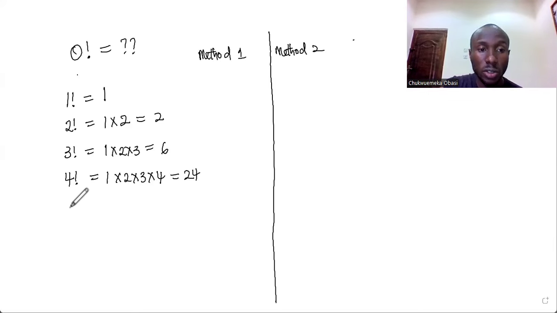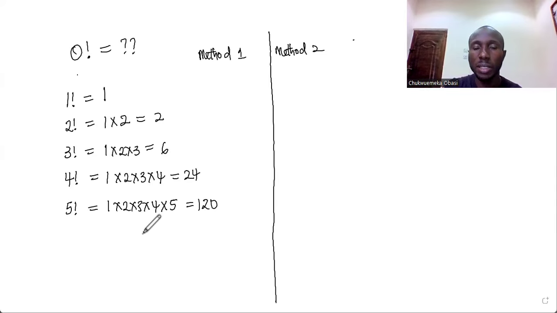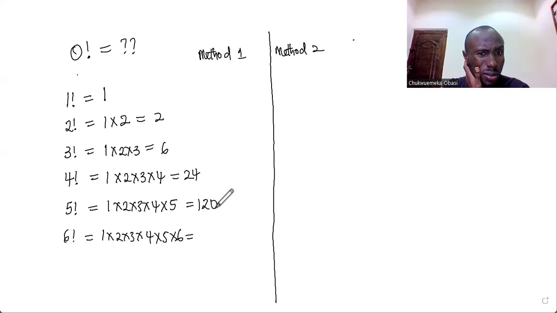Then finally, let's stop here. 5 factorial will be 1 times 2 times 3 times 4 times 5, and that will be 120. Perfect. We can go on and on, but I feel we should just stop here. 6 factorial would be 1 times 2 times 3 times 4 times 5 times 6, and that would be 720. I think this is the best place to stop, and with these numbers, we can prove 0 factorial is 1.